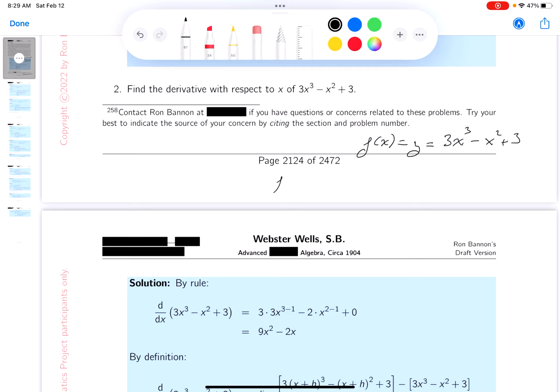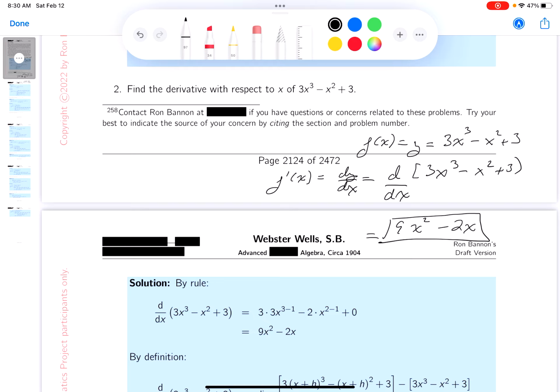The way we write this down, we either write f prime, which indicates the derivative of f with respect to x, or we write dy dx. What does that mean? We're differentiating the function, which is 3x cubed minus x squared plus 3, with respect to x. By using rules, it's super simple. 3 times 3 is 9. Reduce the exponent by 1, that would be x squared, minus 2x, and that's about it.